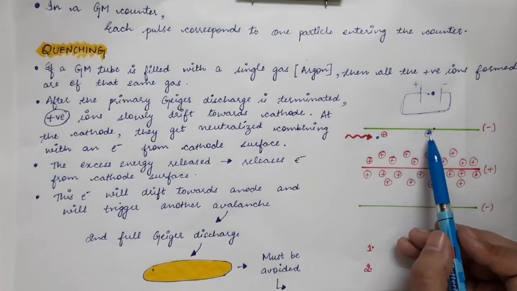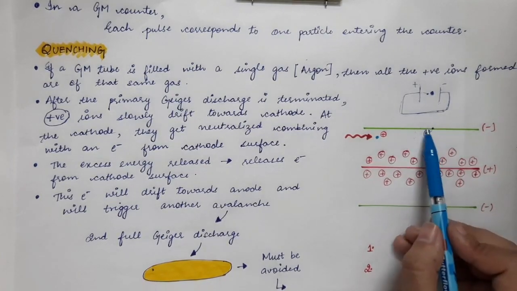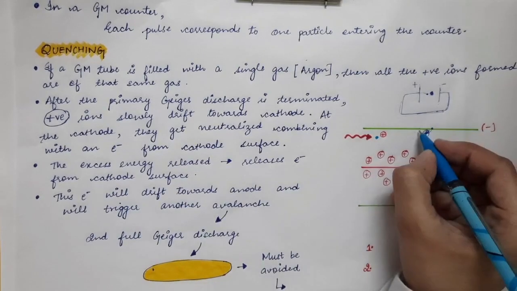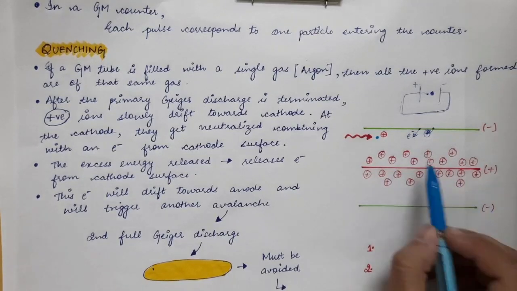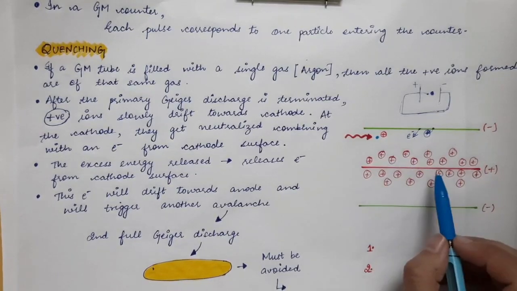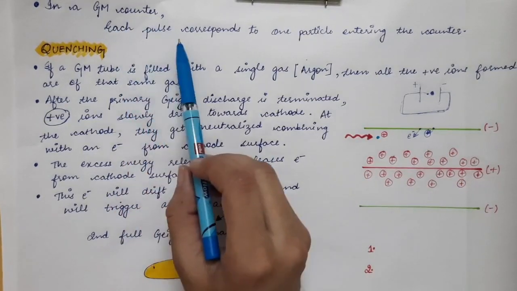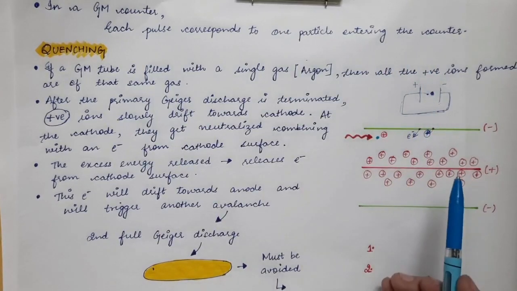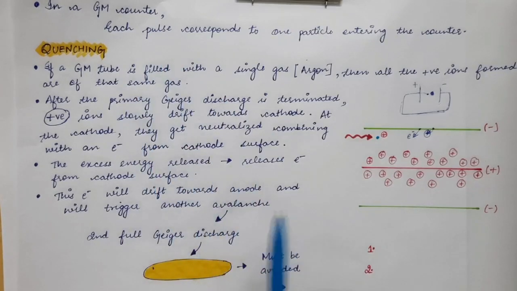But in addition to this process, what can happen is that when this positive ion reaches and hits the cathode wall with some certain energy, that energy releases electrons from the cathode surface, and those electrons which are released will cause an avalanche in the GM tube again, and again you will get a pulse. As we have said, in the GM counter, each pulse corresponds to one particle entering. So when you get a pulse across the resistance R, that means one particle has entered the GM tube.